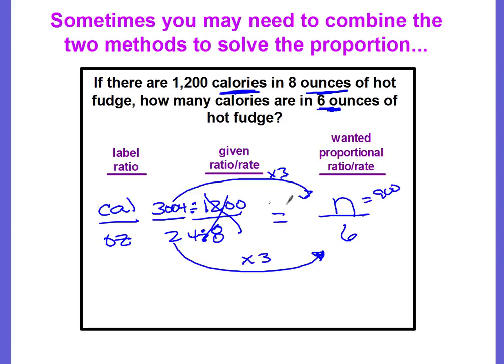So how many calories are in 6 ounces of hot fudge? 900 calories. So on this one, we couldn't just use scale factor alone. We had to simplify first and then use the scale factor. And this happens a lot. Okay, I think you're ready for your independent practice.